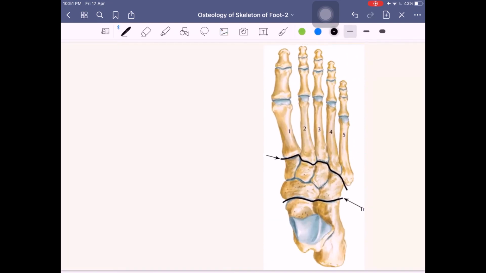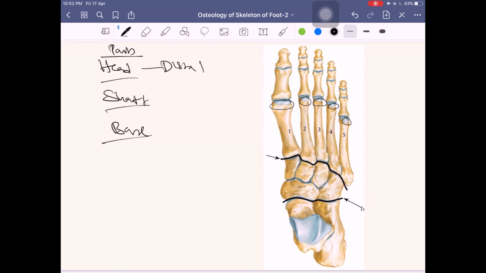Now, what are the parts of any bone? These are all miniature long bones, so what parts will they have? They will have a head. These are the parts of your metatarsal: head, shaft, and base. Your heads are all rounded, like a condyle. Heads are always distal, and bases are proximal. You can see bases are towards your tarsal bones and heads are towards your phalanges. The shaft is in between, intervening between them.